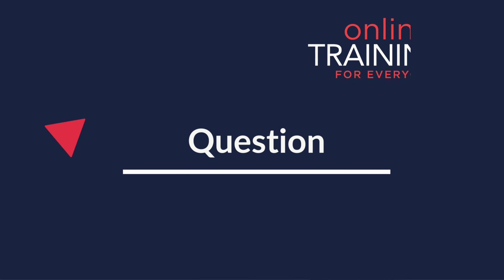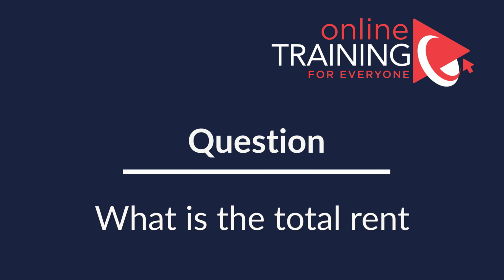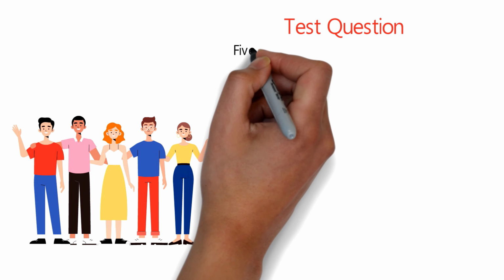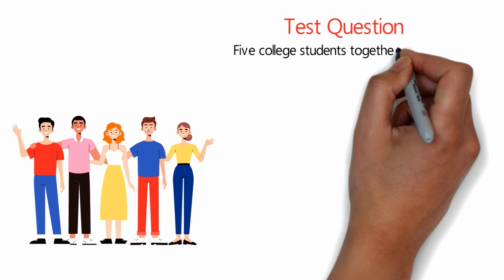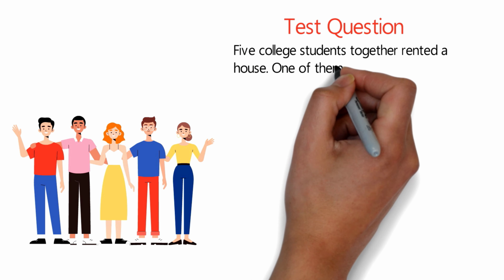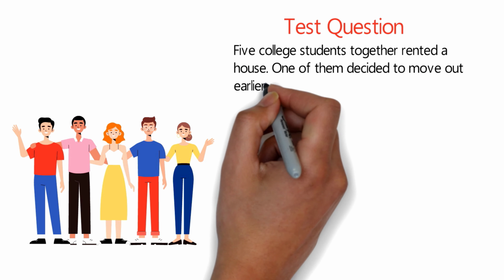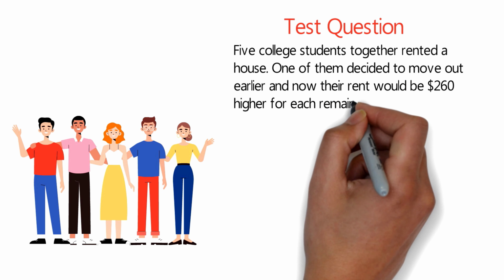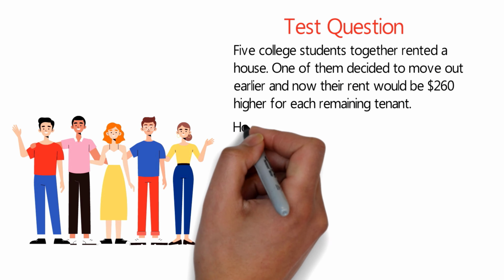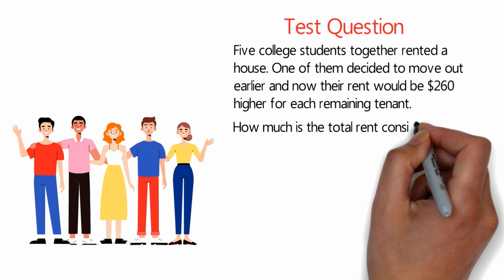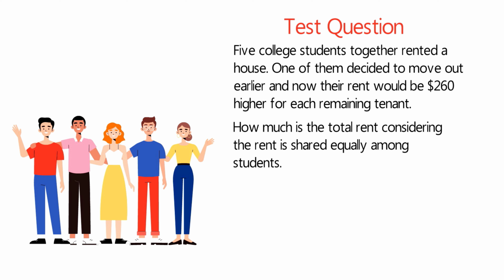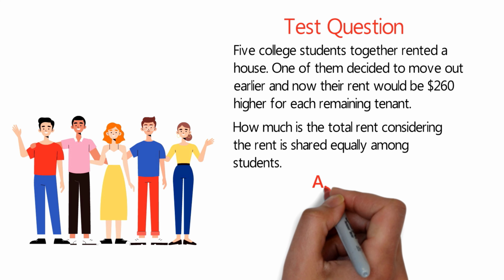Here's an interesting question you may need to know not just for the test, but also if you're trying to rent a house. 5 college students together rented a house. One of them decided to move out earlier, and now their rent would be $260 higher for each remaining tenant. What is the cost of the total rent, considering the rent is shared equally among students?